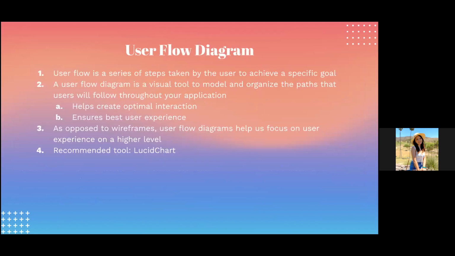Building off of that, the user flow diagram also talks about the design process. It's pretty much a series of steps taken by the user to achieve a specific goal. While the user journey talks about the goal that needs to be reached, this breaks it down into a series of steps, and it helps create a visual tool. A nice recommended tool is Lucidchart, and that will be linked in the PM notes. This is an intermediate step before wireframes, which are more nicely drawn out.